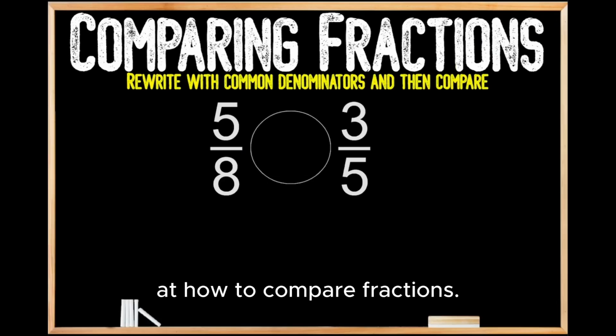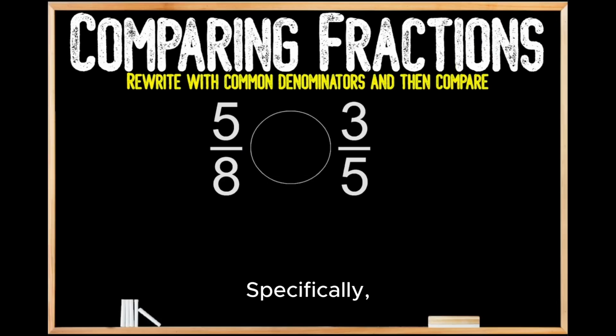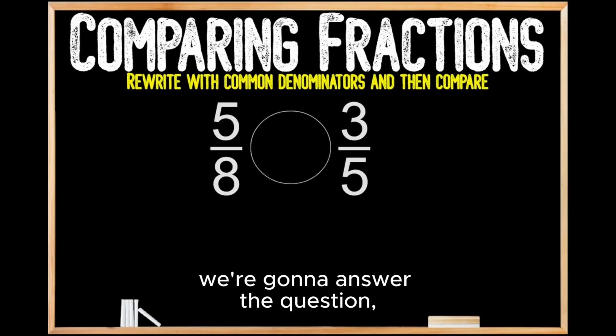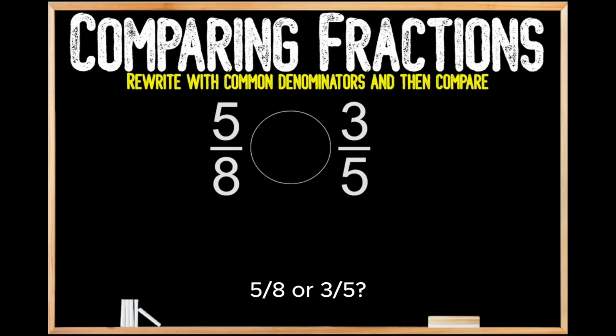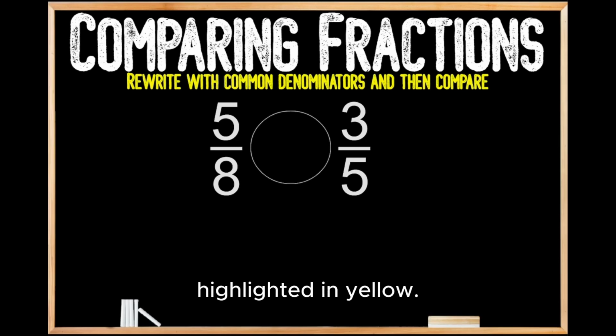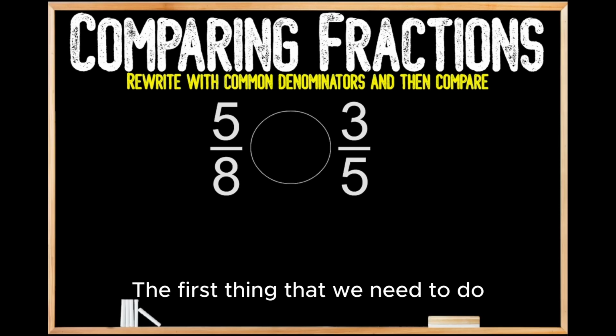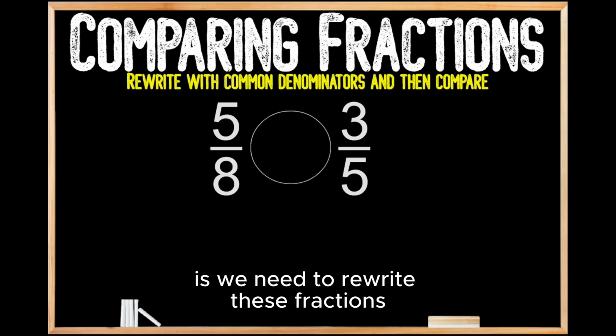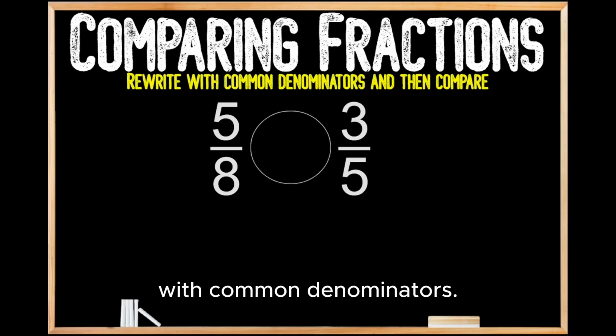Today we're going to be looking at how to compare fractions. Specifically, we're going to answer the question, which is bigger, 5/8 or 3/5? In order for us to properly compare these fractions, as we can see up top highlighted in yellow, the first thing that we need to do is rewrite these fractions with common denominators.